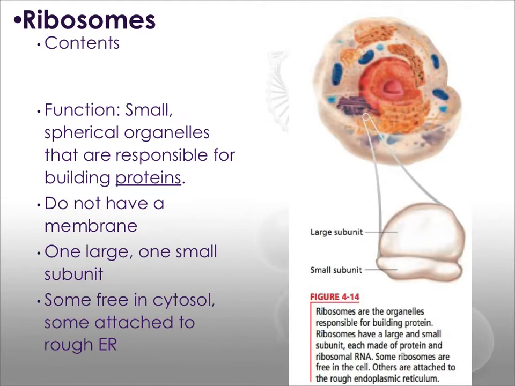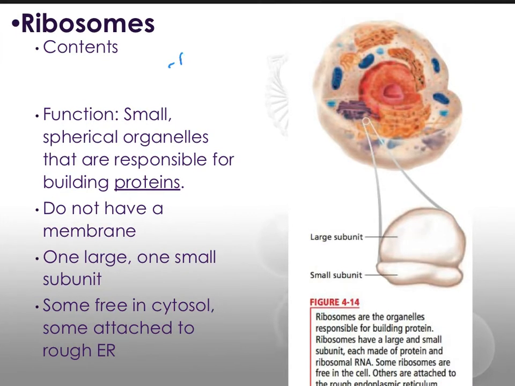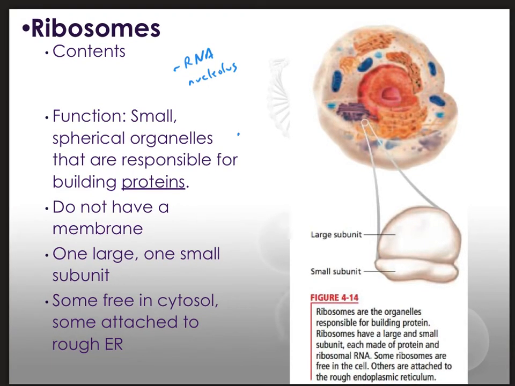Okay, ribosomes. We said a little bit ago, those are being coded for by rRNA, and that is found in the nucleolus. Okay, these are small spherical organelles that are responsible for building proteins. As I was saying earlier, really these things are just going to appear as little dots. Even at the highest resolution, you're not going to see these really, really well. Okay, but they are responsible for building proteins.